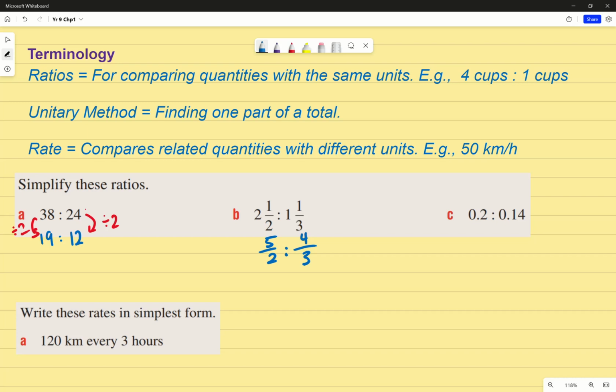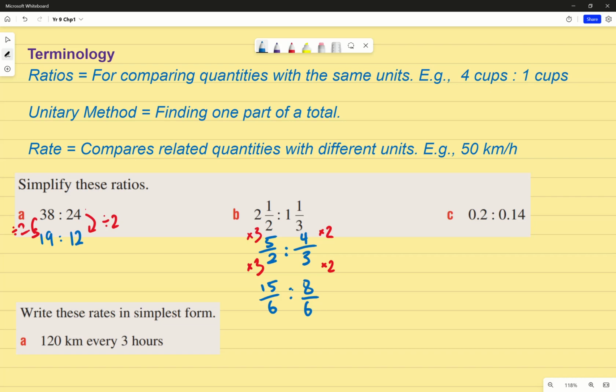Sounds pretty familiar? Okay. To make them the same base, I know that for 2 and 3, the lowest common multiple is 6. So this one I'm going to times everything by 3, and this one I'm going to times everything by 2. So this one becomes 15/6, and this becomes 8/6.